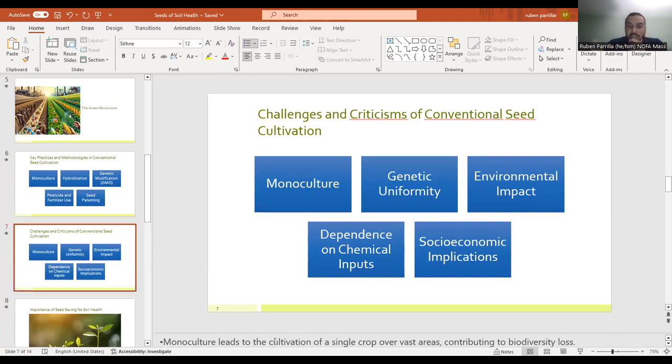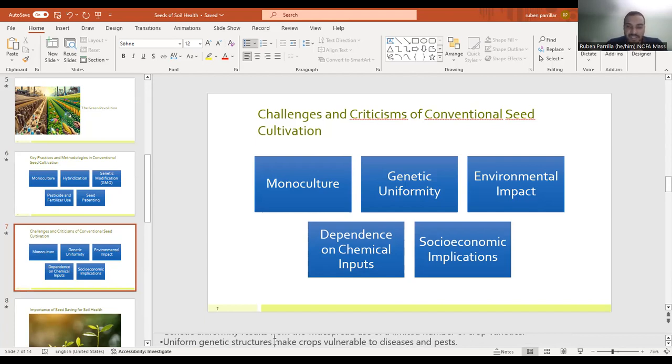Monoculture, we briefly discussed this already. Again, contributing to the loss of biodiversity. Susceptibility to crop failure due to pest, disease, and environmental changes. Genetic uniformity is another thing that we see, and these are some of the criticisms, right, that we can take apart from this conventional seed saving. And there's also a limited number of crop varieties when you actually have this uniformity in genetic processes.